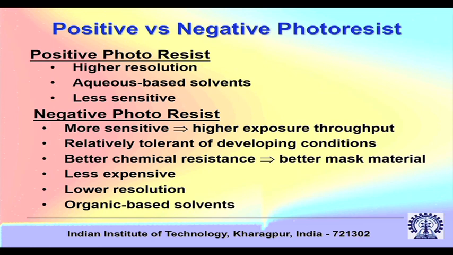Positive photoresist can give higher resolution. Typically they are aqueous based solvents and they are less sensitive. Negative photoresist is more sensitive, relatively tolerant to developing conditions, and has better chemical resistance. One very important point is that they are less expensive, and that is why a very common negative photoresist called SU8 is used in many labs. But it gives lower resolution, and typically organic based solvents are used.